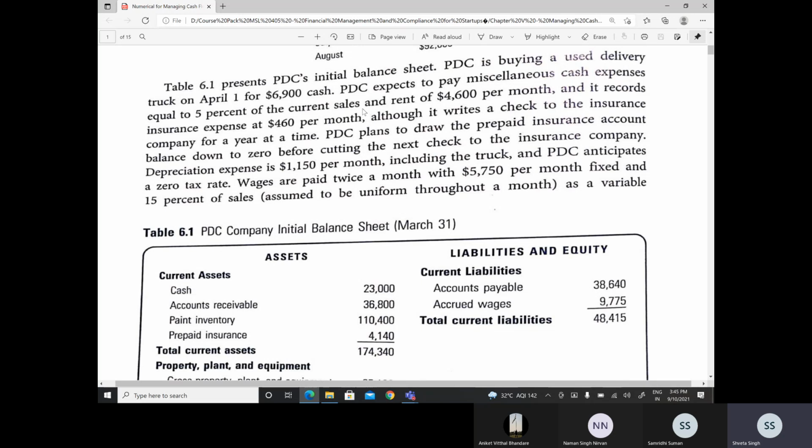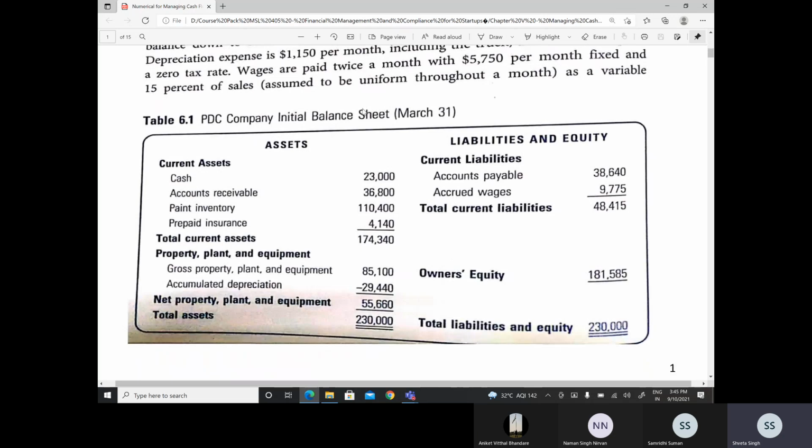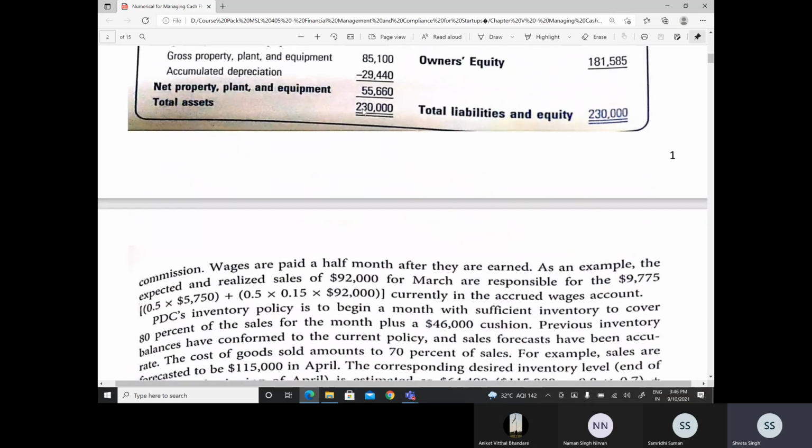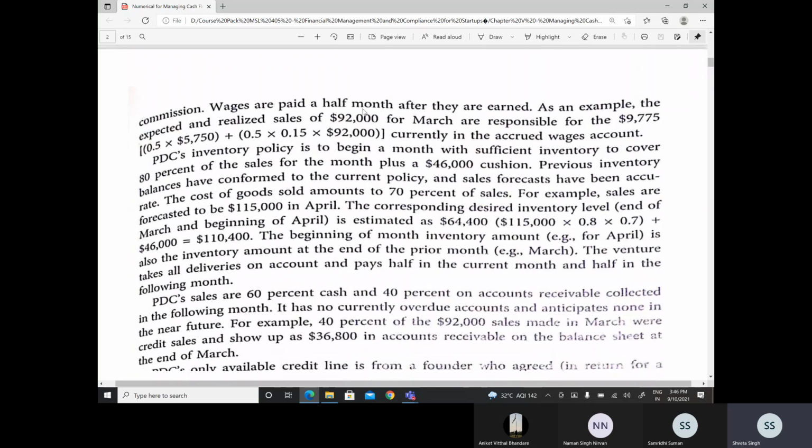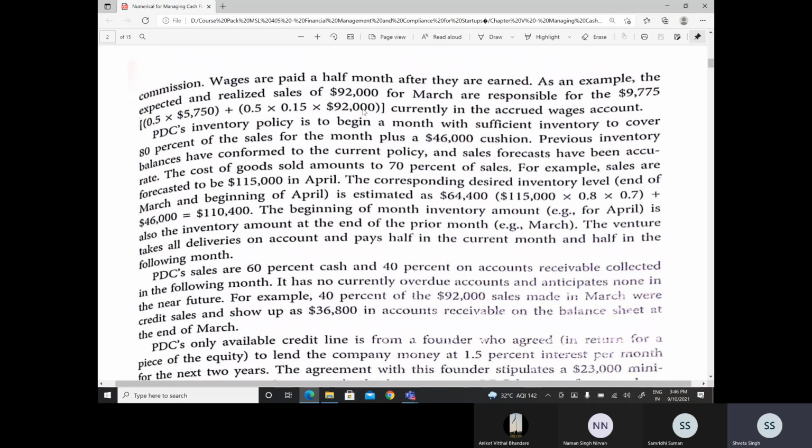Wages are paid twice a month with $5,750 per month fixed, and 15% of sales, which are assumed to be uniform throughout a month, as a variable commission. Okay, so let me first give you the data and then we can come back to the balance sheet. Wages are paid a half month after they are earned.